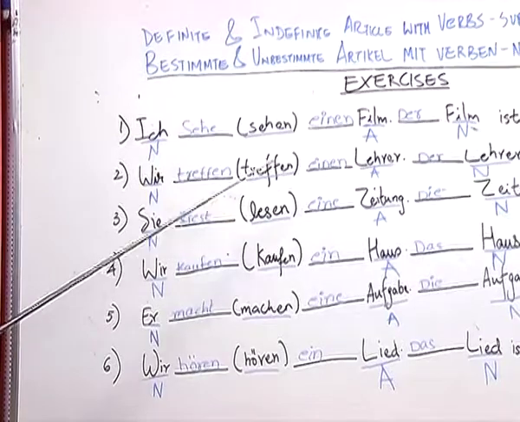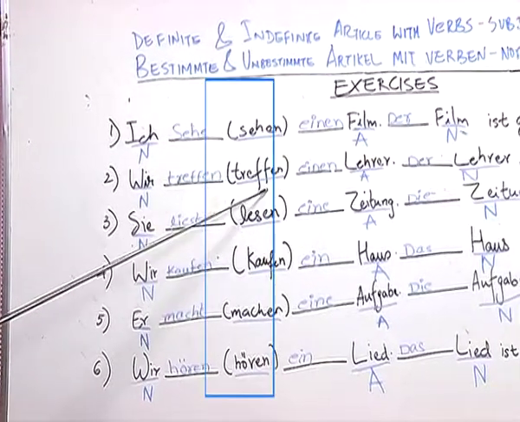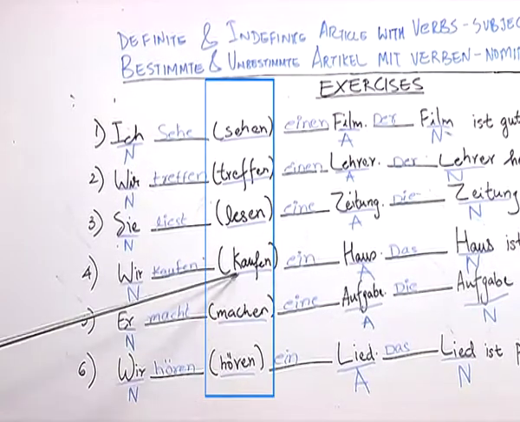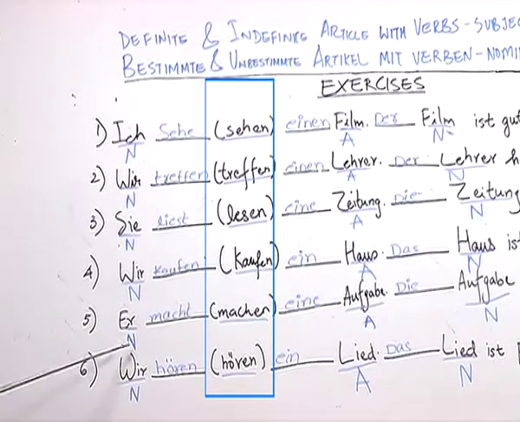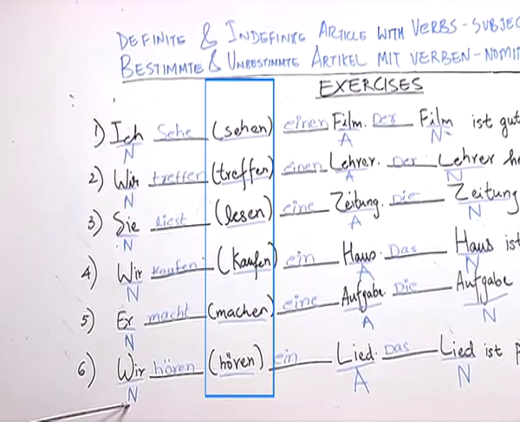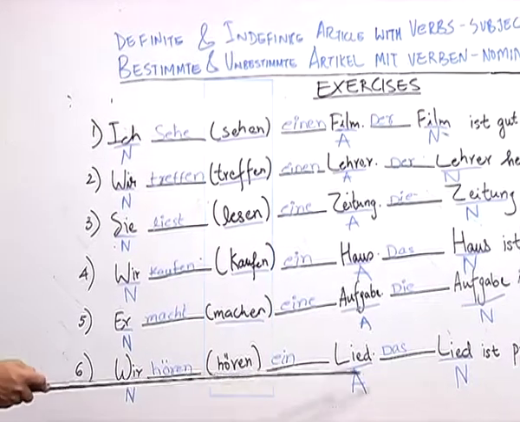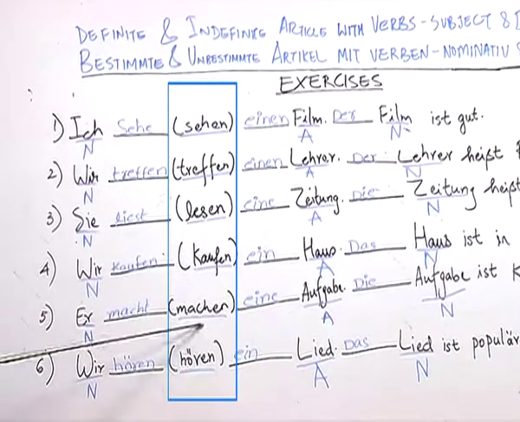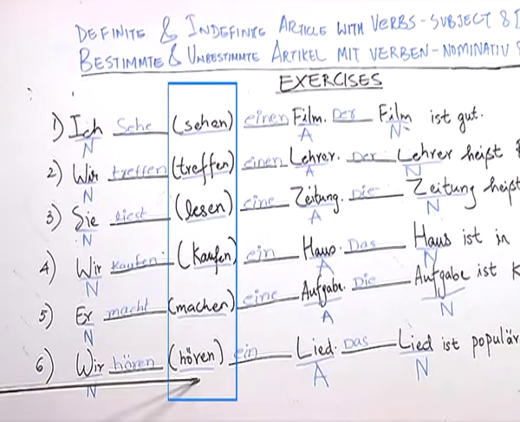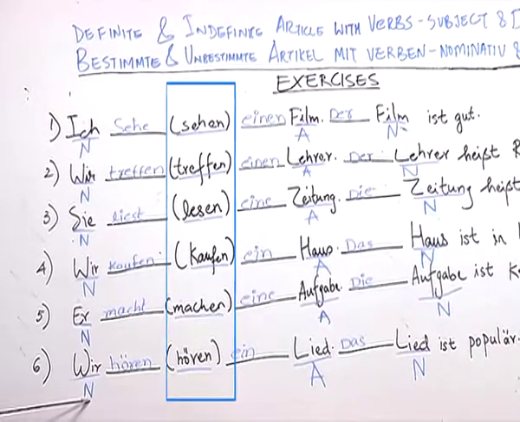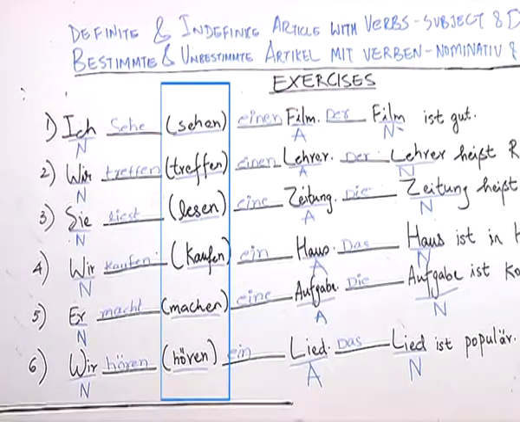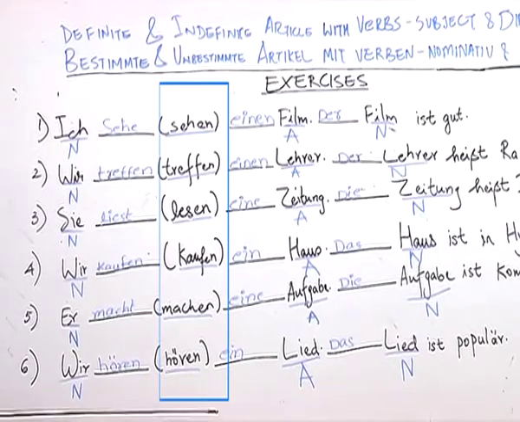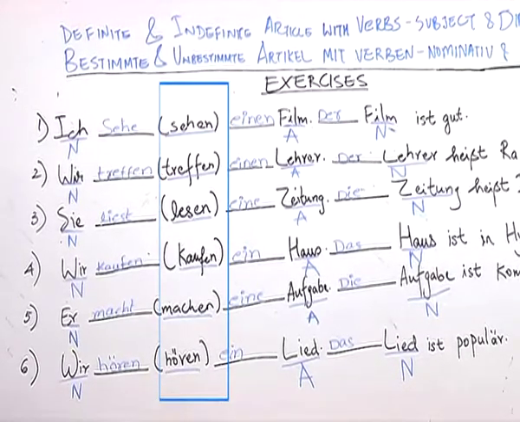Also, I would like to inform you about the verbs sehen, treffen, lesen, kaufen, machen, hören. As you can see, all these verbs are included with two nouns. For example, they have nouns or pronouns here and also nouns here. So, these verbs are usually verbs which include a nominative as well as an accusative, compared to verbs which we did for nominative like schlafen, laufen, kommen, wohnen, which only take the nominative.